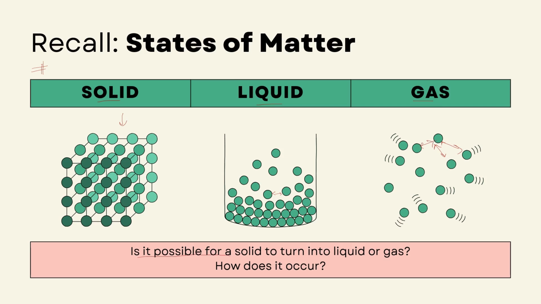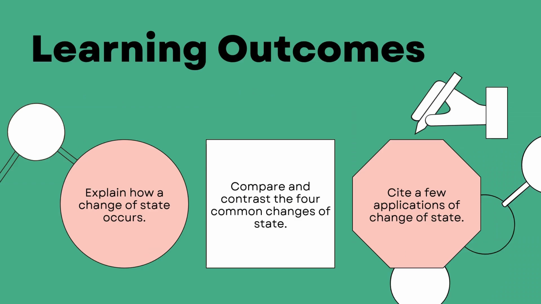Is it possible for a solid to turn into liquid or gas? How does it occur? In today's lecture, we'll come to know. Learning outcomes. Explain how a change of state occurs. Compare and contrast the four common changes of state. Cite a few applications of change of state. In today's lecture, we will only study the four common changes. In the next one, we'll go further.